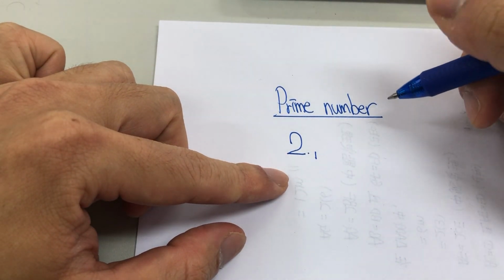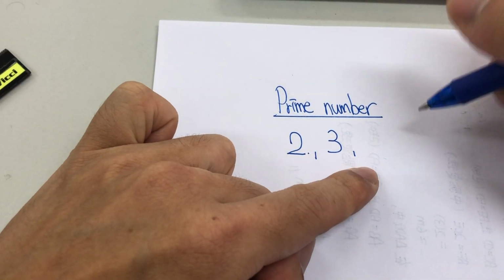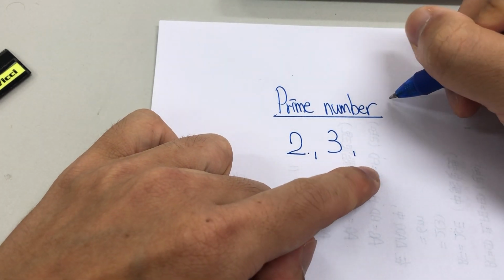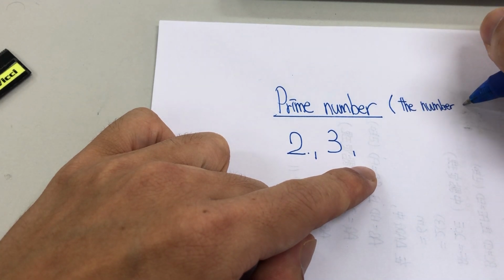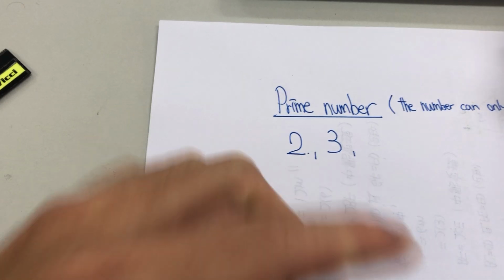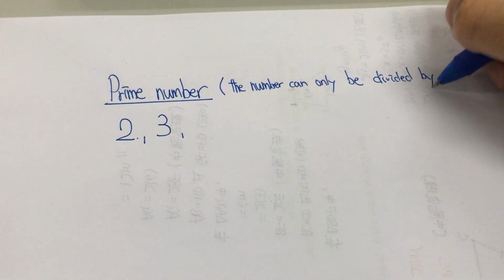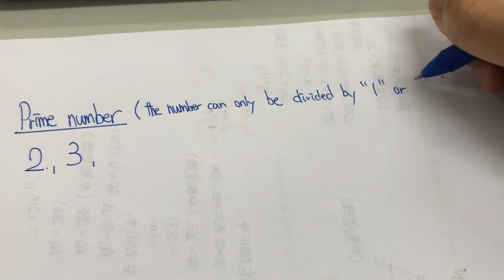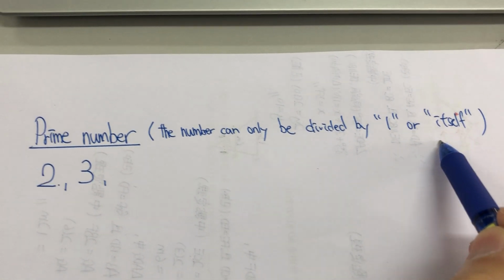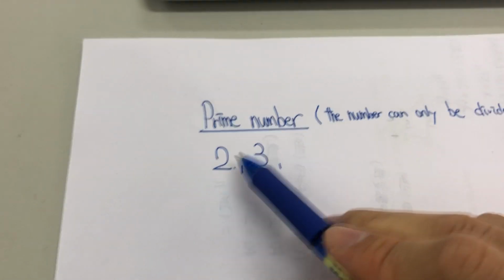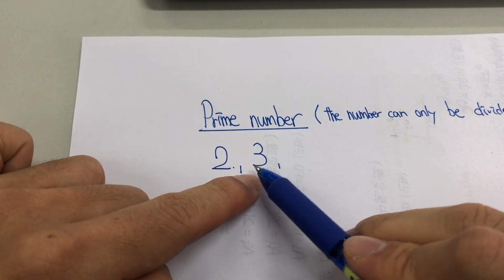And then the next prime number is 3. The next prime number, is it 4? Now what does it mean by prime number? Prime number means that the numbers can only be completely divided by 1 or itself. So this number can only be divided by 1 or itself completely. These are the prime number. So 2 can only be divided by 2 or 1. 3 can only be divided by 3 or 1.